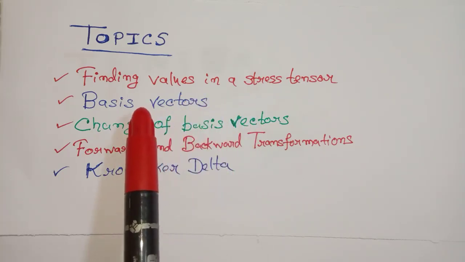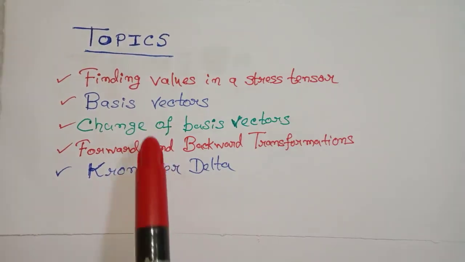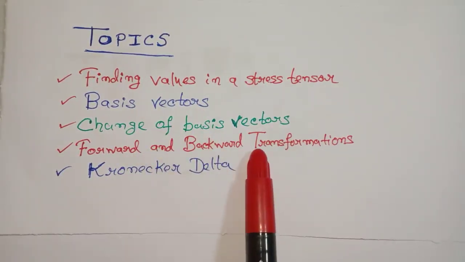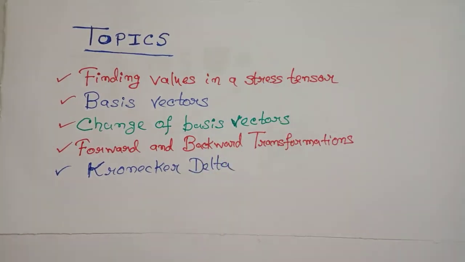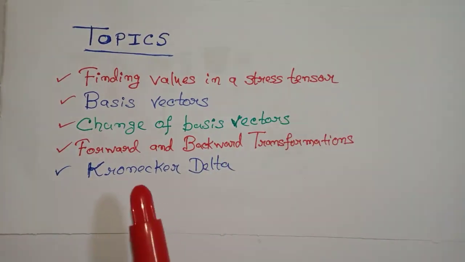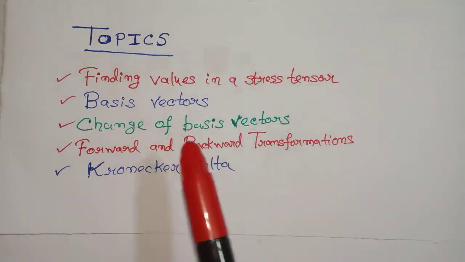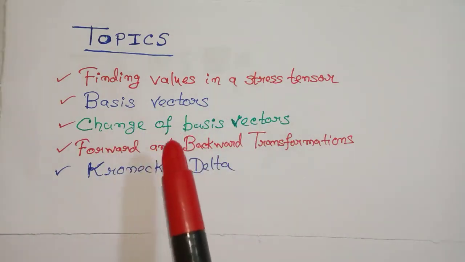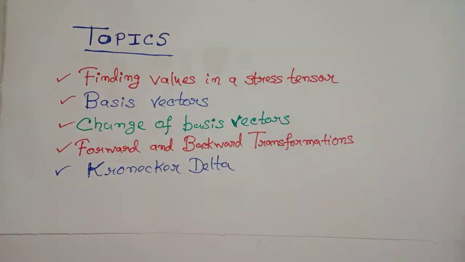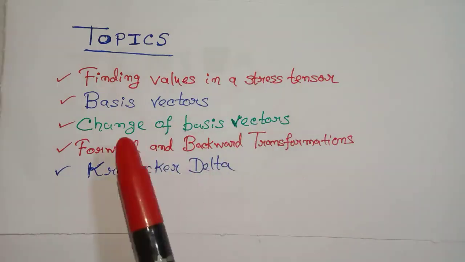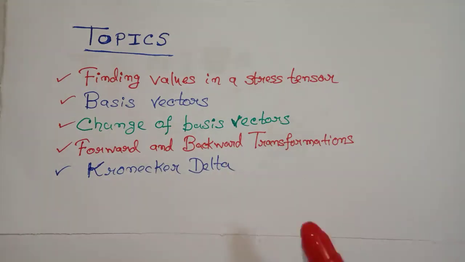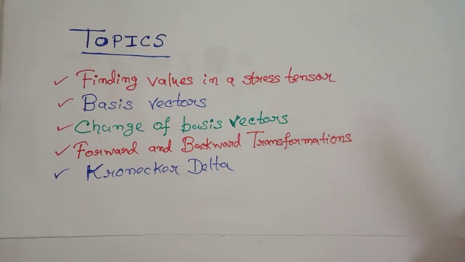Now we will be continuing with these four parts: basis of vectors, how we can change the bases, and a bit into forward and backward transformations, and into the Kronecker delta. We might have to take a few more videos because I don't think it would fit into one video. We'll start initially with the basis of vectors, and then we'll go to the change of basis vectors, and then forward with these transformations, coordinate change, and the Kronecker delta part.